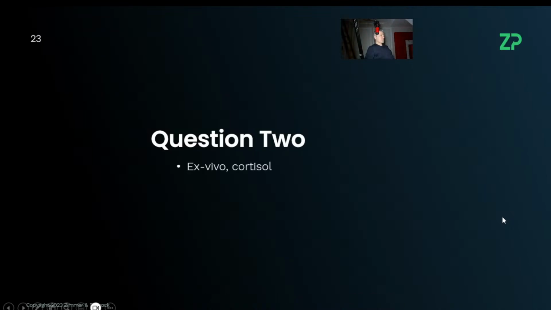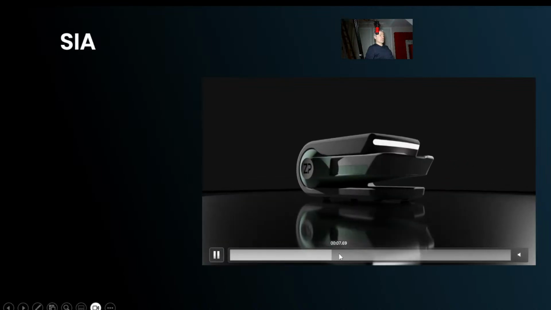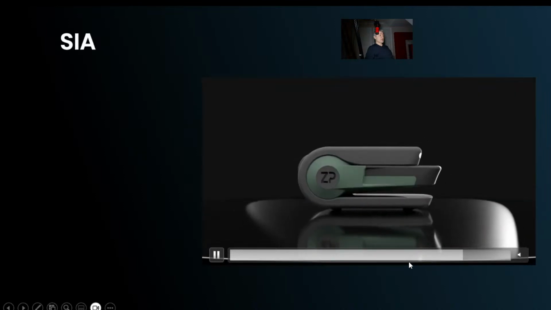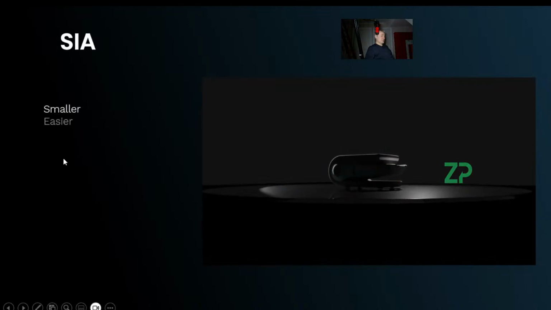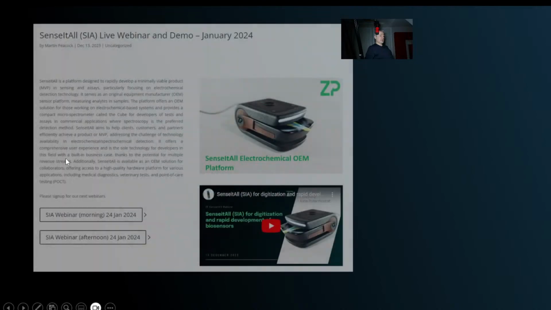I'm going to slightly change course now and go to ex vivo cortisol sensing. The easiest thing for us to do on cortisol sensing is to do it via our SensiAll platform, especially this particular meter. I would describe this as an in vitro diagnostic test. It's small, pretty easy to use, cloud enabled, and it allows multiple analytes.